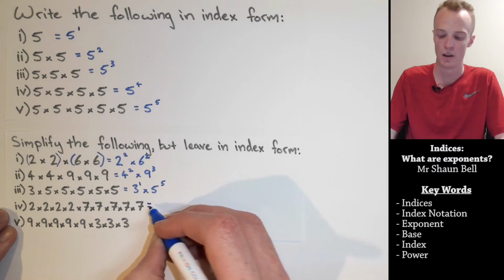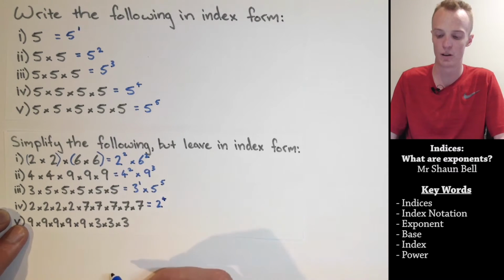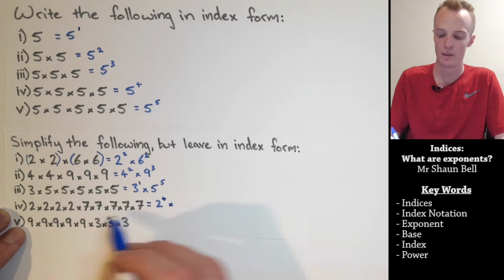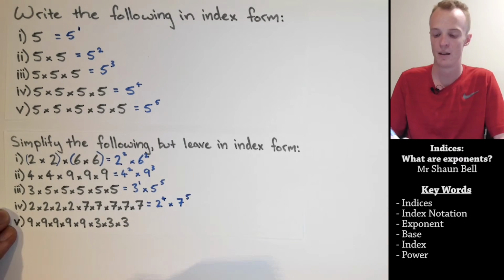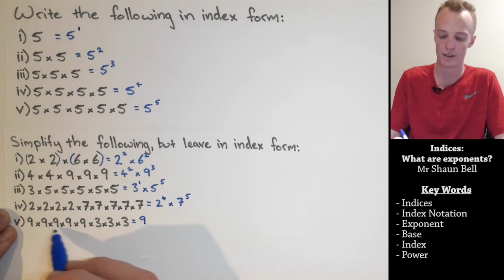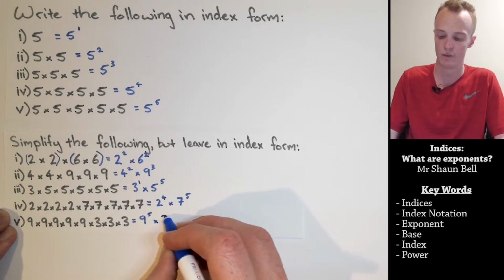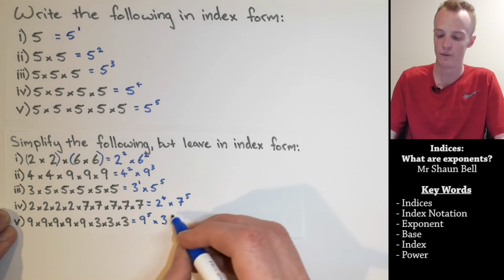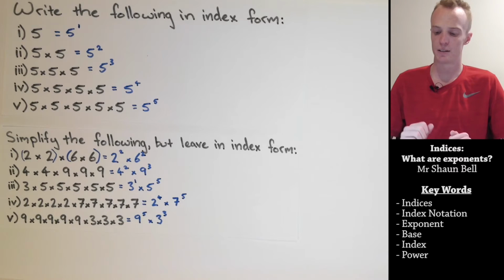In the next question, we've got the base of 2 multiplied by itself a total of 4 times. We multiply that with the base of 7, which multiplies by itself 5 times. Finally, we've got the base of 9 that multiplies by itself a total of 5 times. And that multiplies with the base of 3 that multiplies by itself 3 times. Now you can very quickly see that as problems start to grow larger, it's much neater to be able to write these using index notation.